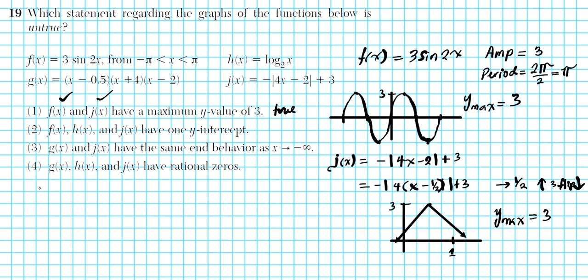Okay, statement number 2. For statement 2, it says f of x, h of x, and g of x have one y-intercept. So for option 2, we already have f of x here. Oh, and another thing that we want to note is that the endpoints for my trig function are actually open circles. Pi is not included, okay? All right, so it says it has one y-intercept. So if you look at f of x, does it intersect the y-axis once? Absolutely, at 0. So this is true.